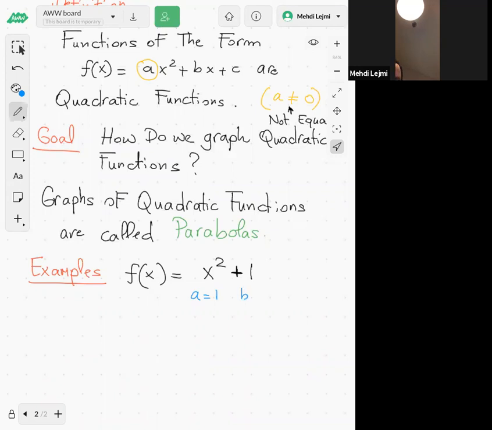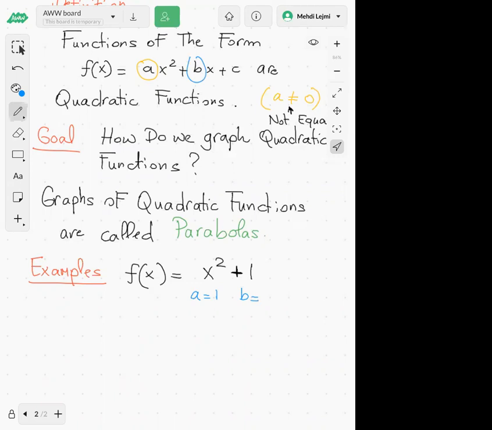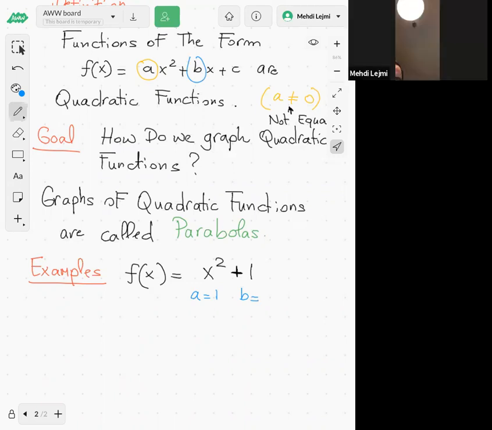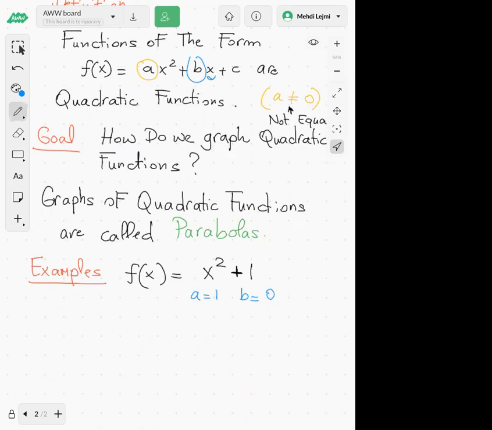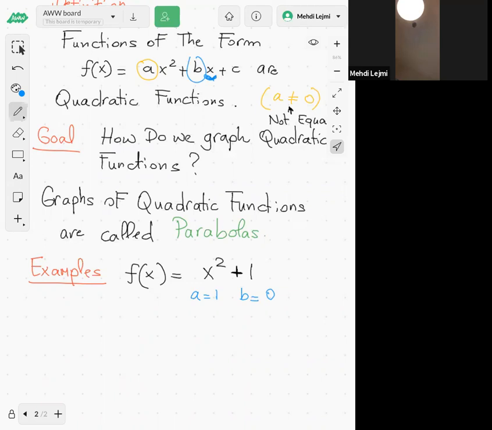What will be B in this case? We are supposed to have ax squared plus bx plus c, right? So there's no x here. So b in this case is 0 because there's no x. And then of course c is just the constant, positive 1. So this is obviously a quadratic function because it's of the form ax squared plus bx plus c, where a is 1, b is 0, and c is 1.